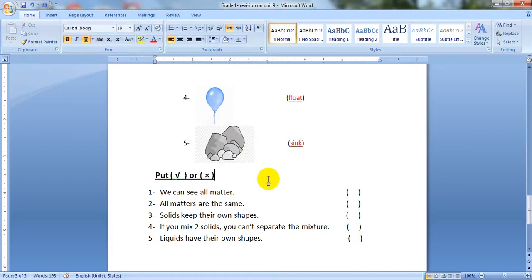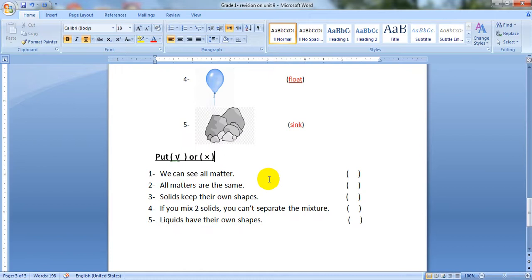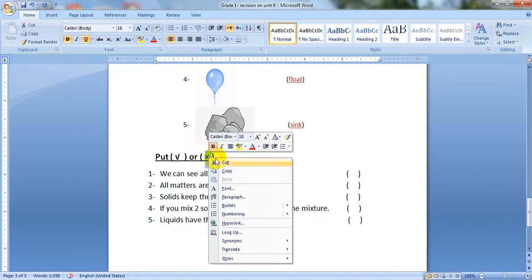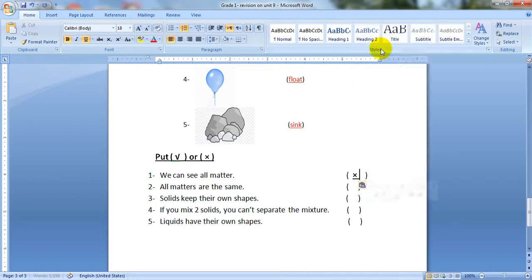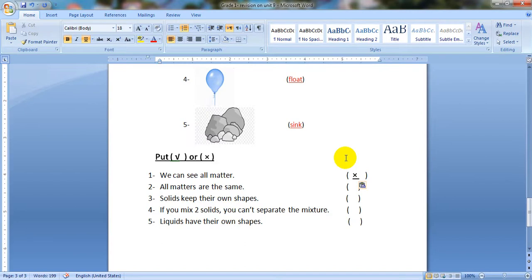Okay, now we will move to another question. Put true or false. The first one, we can see all matter. Do you remember all kinds of matter? Solids, liquids, and gases. Do we see all of them? We can see solids, we can see liquids, but we cannot see gases. So here it's not right, it's false. We cannot see all gases or all matter.